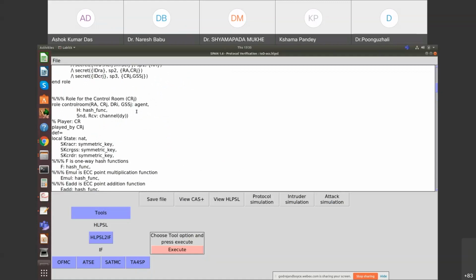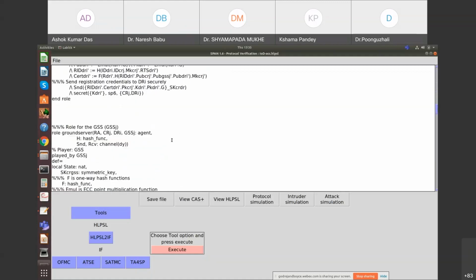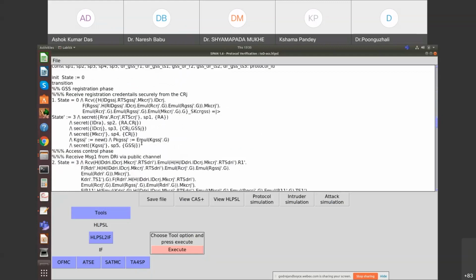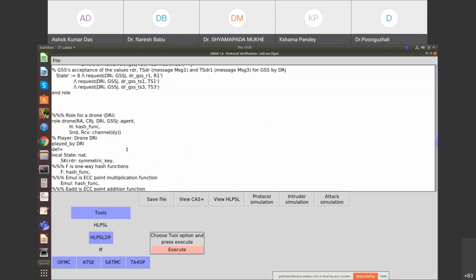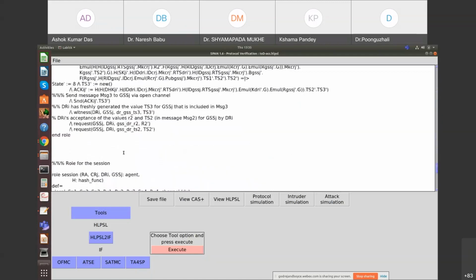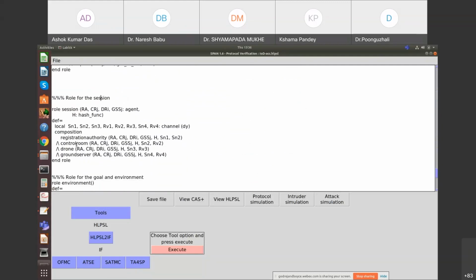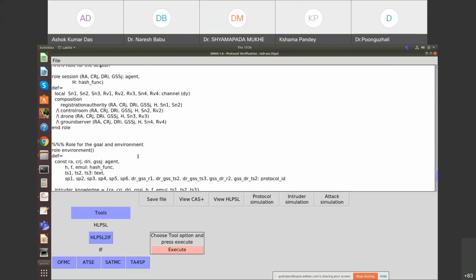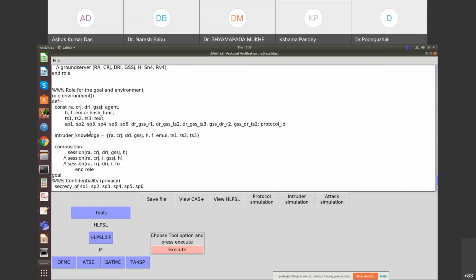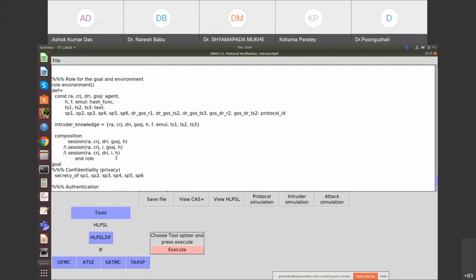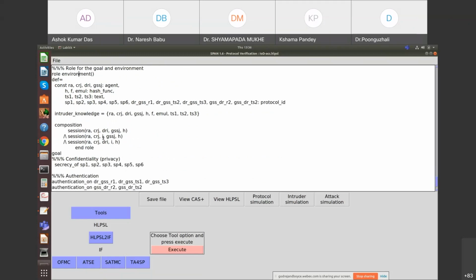We have a role for the control room. We have a role for the GSS. We have a role for the drone, and so on. Then we have to define a role for the session. This is a mandatory role, which is the composition of the basic roles. Then there is the environment role, which will declare what the intruder knowledge is, what the attacker knows, and it is a composite of the sessions, where the sessions are based on the Dolev-Yao threat model. An entity will also play the attacker role, the intruder role.